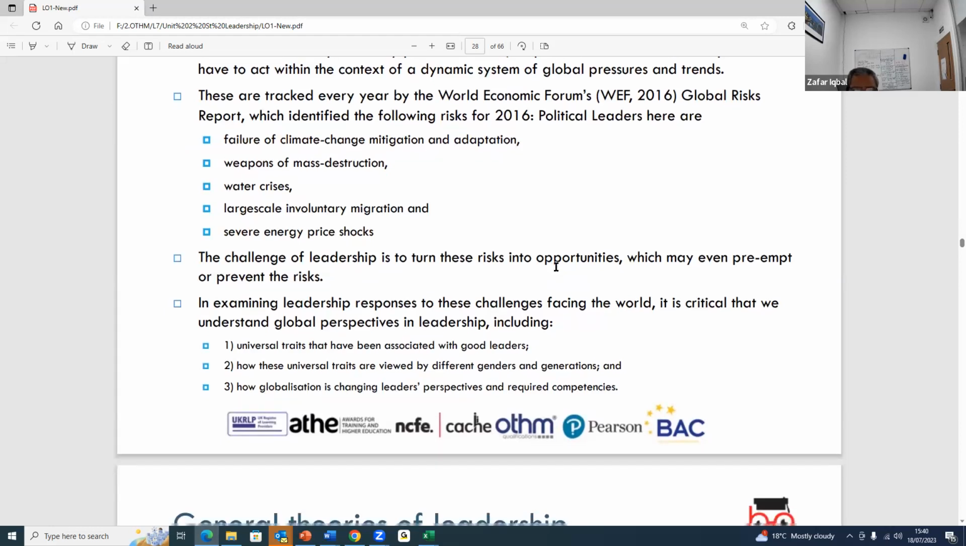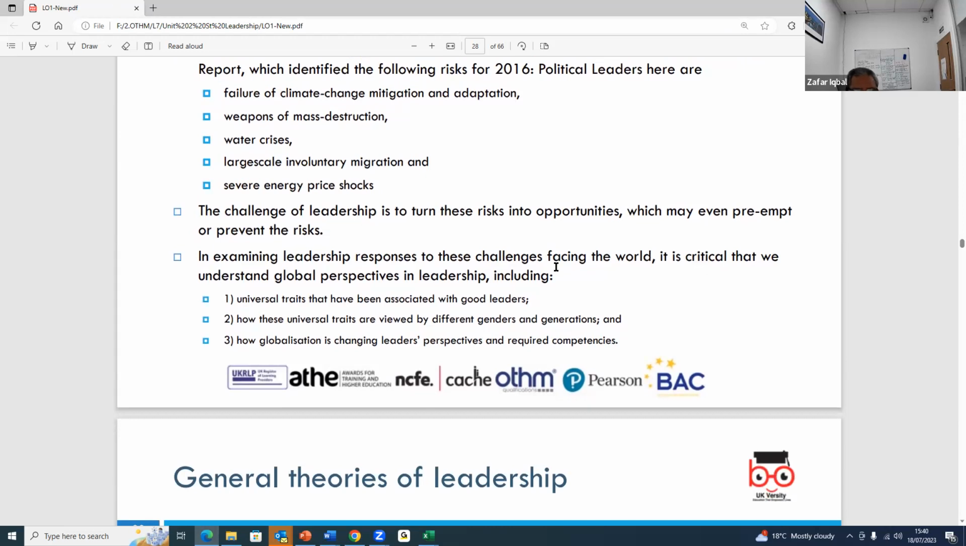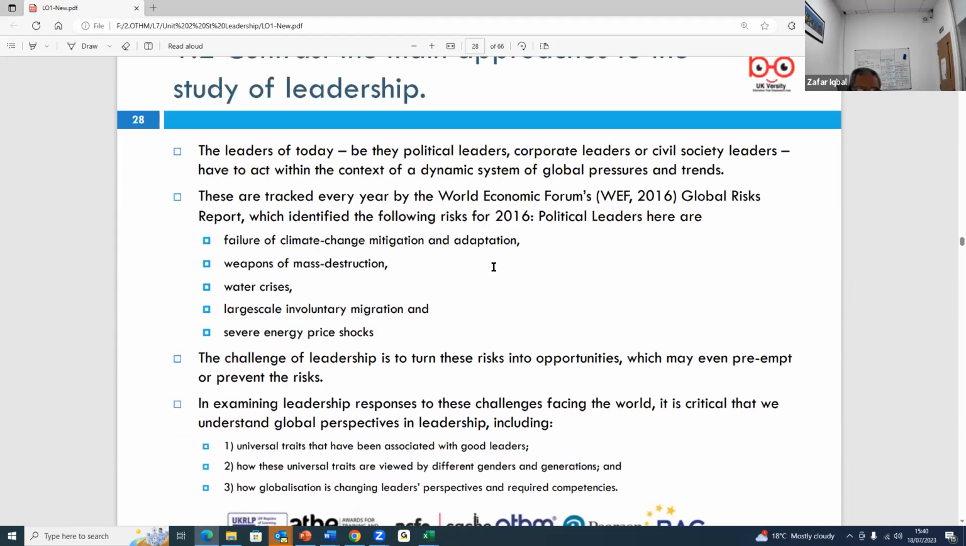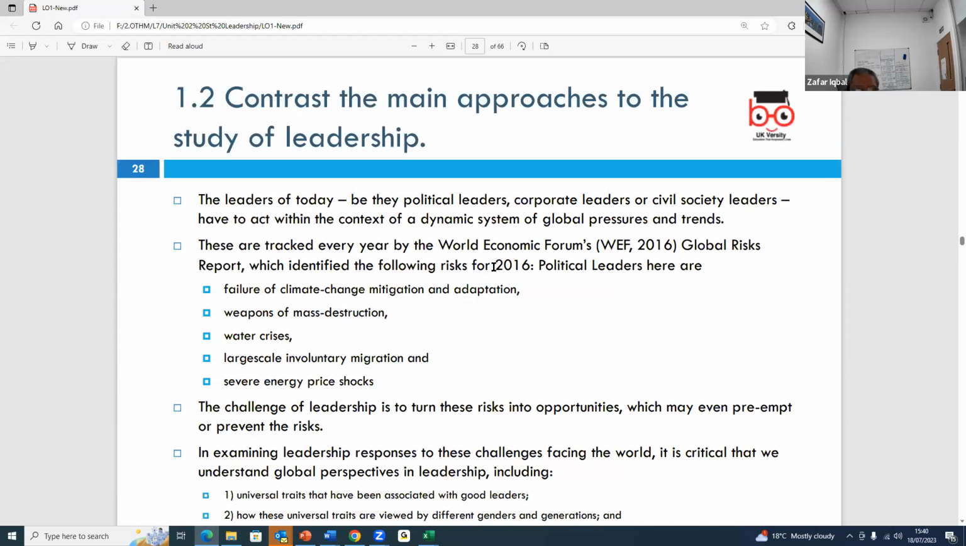And these forums are very clear in the sense that they provide an understanding of how leaders deal with these global perspectives according to their own style of leadership, their own traits, their own generations, their own globalization perspectives, or their own competencies. Okay, so we can say that there are contrasting approaches to how leaders take decisions.